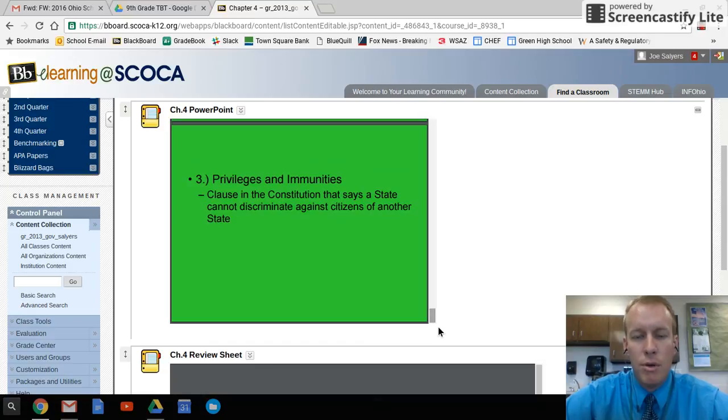Our last slide is about privileges and immunities. This is a clause in the Constitution that says a state cannot discriminate against citizens of another state. This was a problem we had under the Articles of Confederation when states were bickering and competing and rivalries were forming among the 13 states. So this prevents those types of practices.